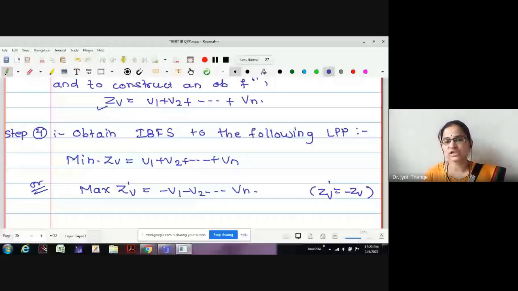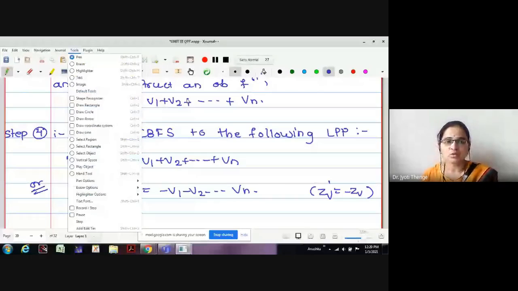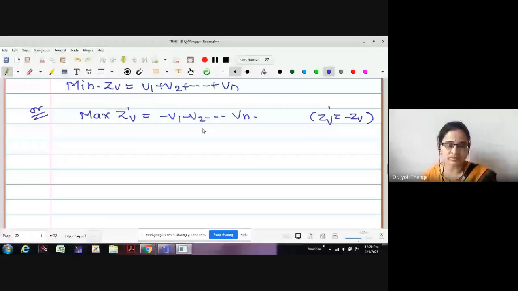Now if you compare this objective function with the objective function which we introduced in the two-phase method, these two are parallel. In the two-phase method also, in phase 1, we gave 0 cost to the original variables and minus 1 cost to the artificial variables, and this kind of objective function is constructed. Therefore, for this linear programming problem, we are going to use the two-phase method.